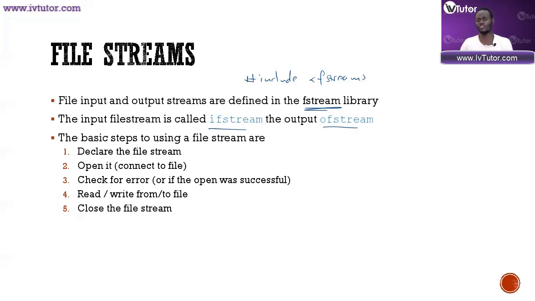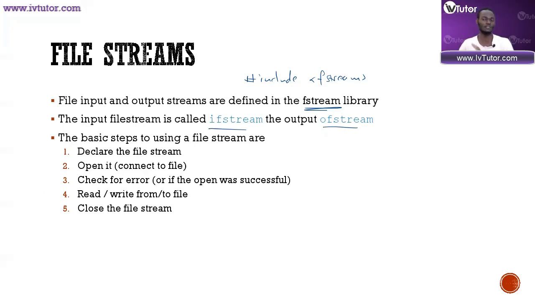And that is what you're going to try and break down. But always remember and remind yourself that you declare a file stream variable, you open it, you check if the opening was successful, you read or write depending on what you want to do, and then finally you close your file stream. These are the 5 steps we always take with file streams, right?